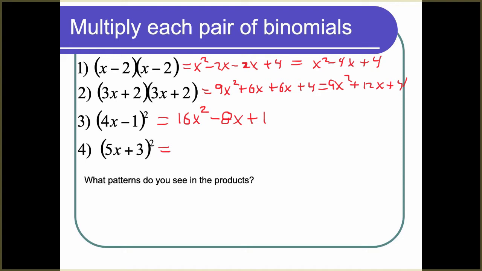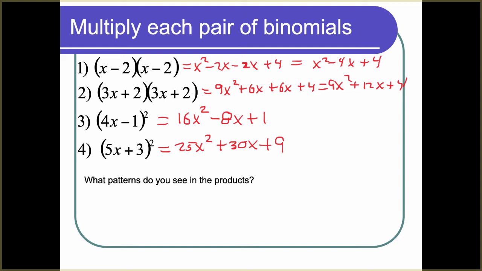For this last one, we're going to do the same thing. The first term multiplies by itself, 5x, and we square it. 5x times 5x is 25x squared. And then we're going to do that 5x times 3, but we're going to have to do it twice. We'll have a 5x times 3 and a 3 times 5x. So 5x times 3 is 15x. We do that twice, we get 30x. And then we multiply the last number by itself, because when we expand it out, you would multiply it by itself. 3 times 3 is 9.